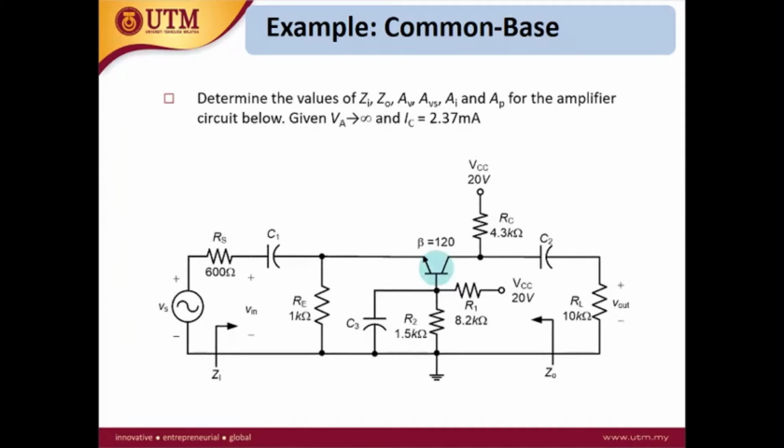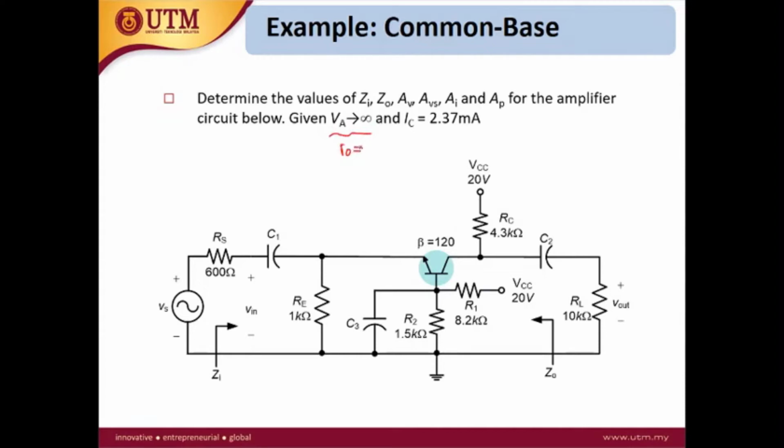So next we do the example of the common base. We'll do the analysis for the main parameters, which are input and output impedance, voltage gain, current gain, and power gain. So this is common emitter. VA is given as infinity.